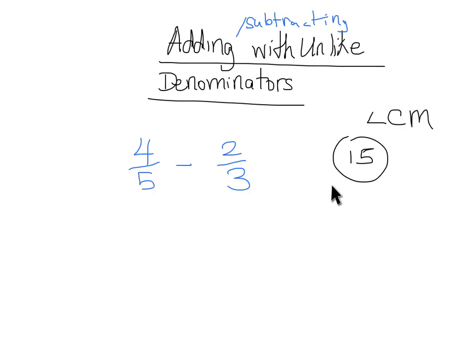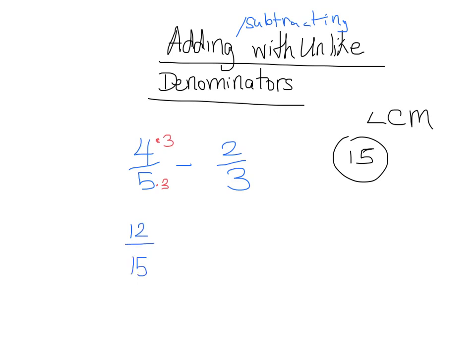We're going to change both of these fractions to fractions with a denominator of 15. In order to do that, for the fraction on the left side, I have to multiply this 5 by 3 to get to 15. And whatever I do to the denominator, I have to do to the numerator as well, because I can't just change the denominator just because I feel like it. Now I'll have an equivalent fraction of 12 over 15.